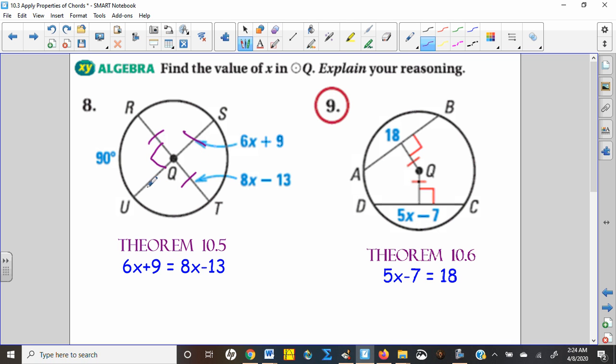So through that argument, these are all congruent, but they're also congruent because they're all radii in the same circle. So a lot of different ways you can approach that one. Number nine actually jumped up to theorem 10.6, which tells us that two chords are equidistant from the center of the circle if and only if they are congruent.